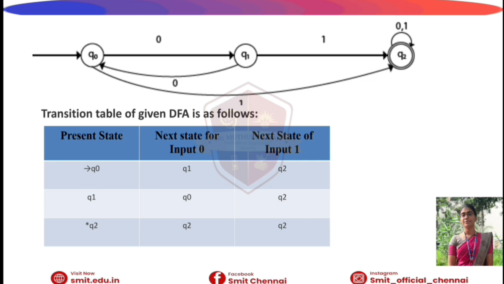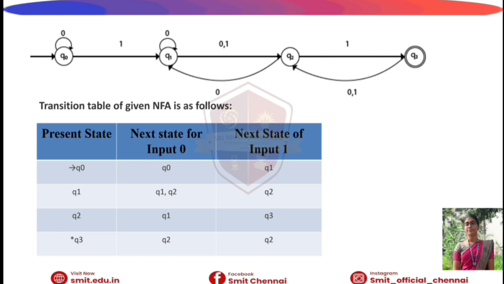Next, we will give the transition table for the DFA. Here Q0 accepts 0 and goes to Q1. Q0 accepts 1 and goes to Q2. The difference between DFA and NFA is DFA accepts every input only once. See, Q1 accepts 0 twice. It accepts 0 and goes to Q1, and again it accepts 0 and goes to Q2.